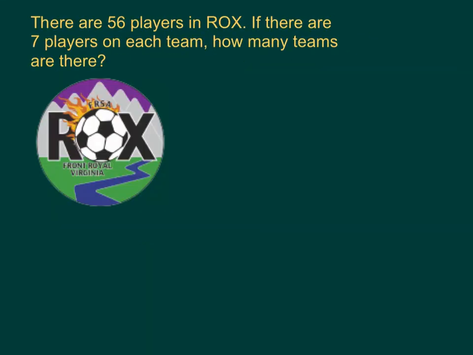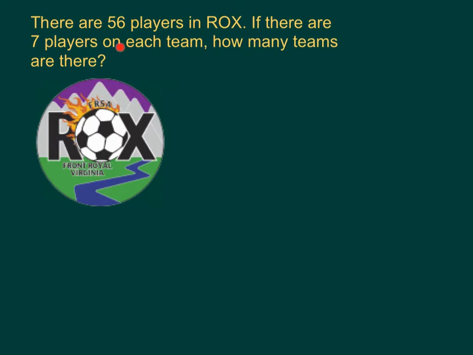Now using this example, I'm going to show you a different way you can do it, rather than drawing all those groups, because that took a long time. So this example says, there are 56 players in rocks, which I don't know if that's true, but that's just the number that I chose for this example. I'm sure there's probably many more. If there are 7 players on each team, how many teams are there? So again, we've got our total amount of players, 56. We know that there are 7 players on each team, which I know isn't true. So I want to know how many teams are on there.